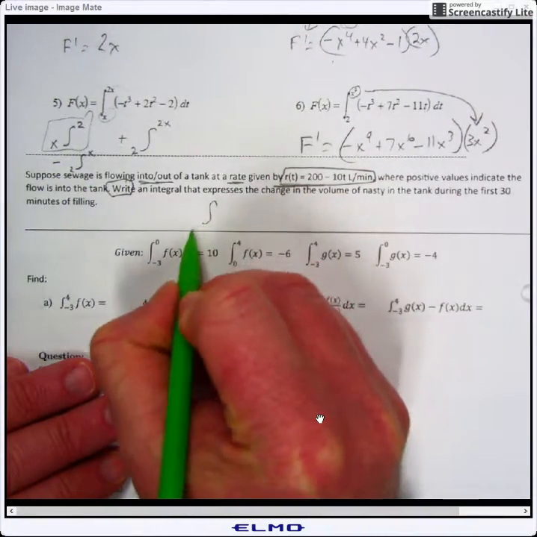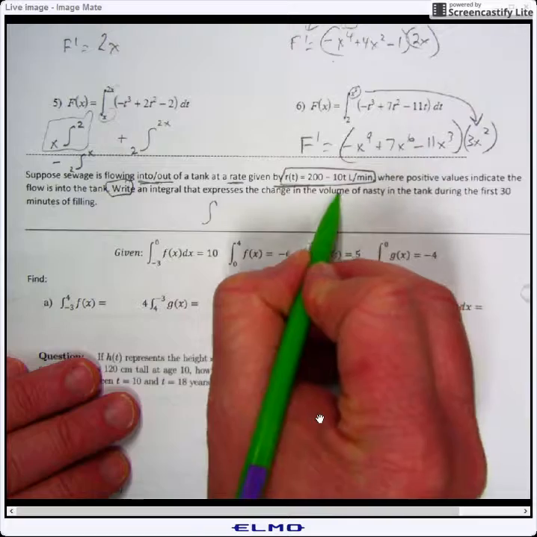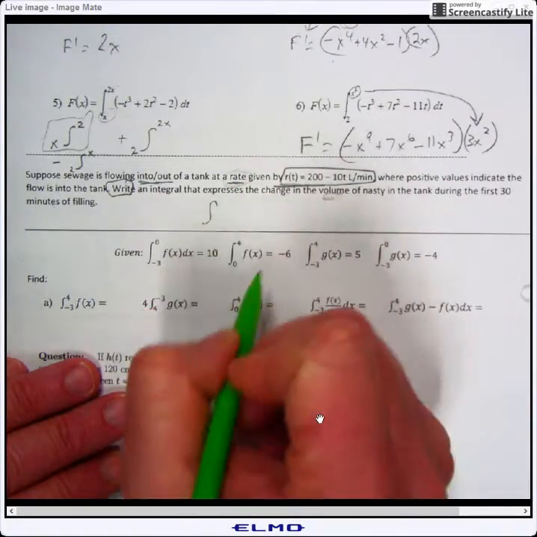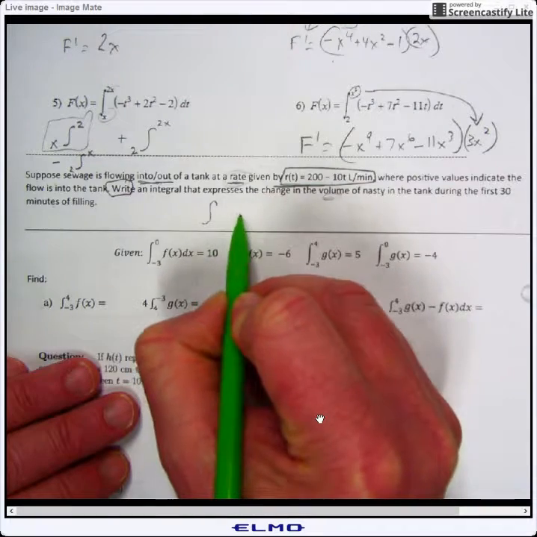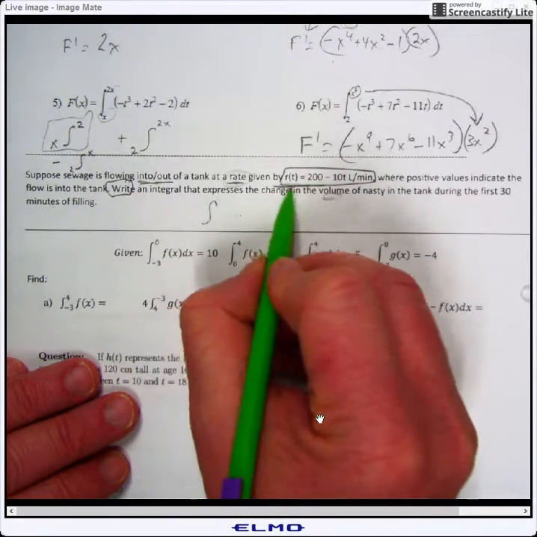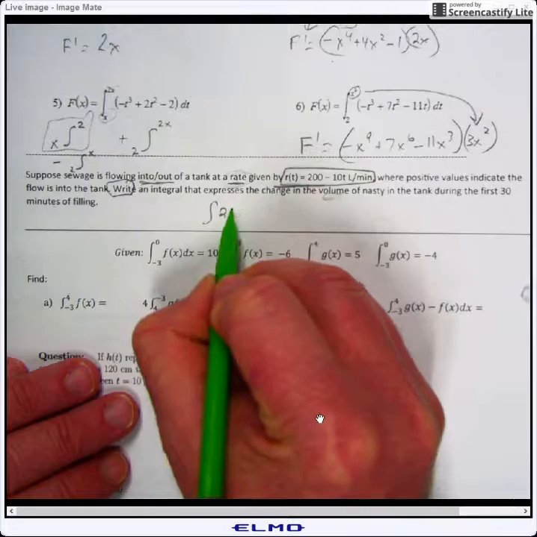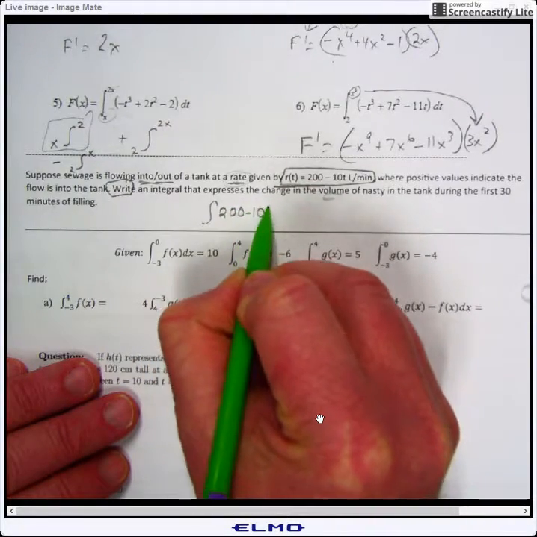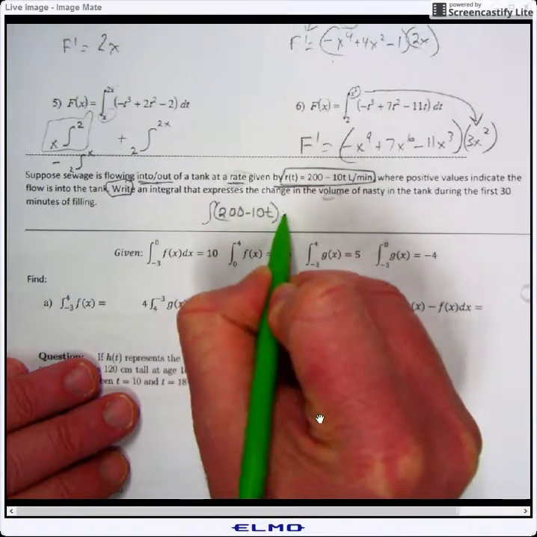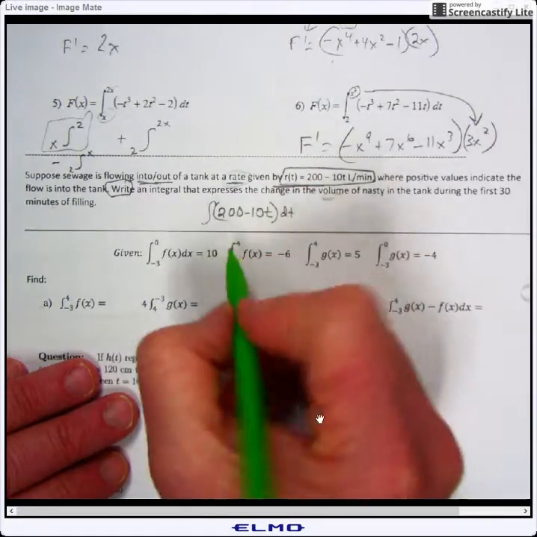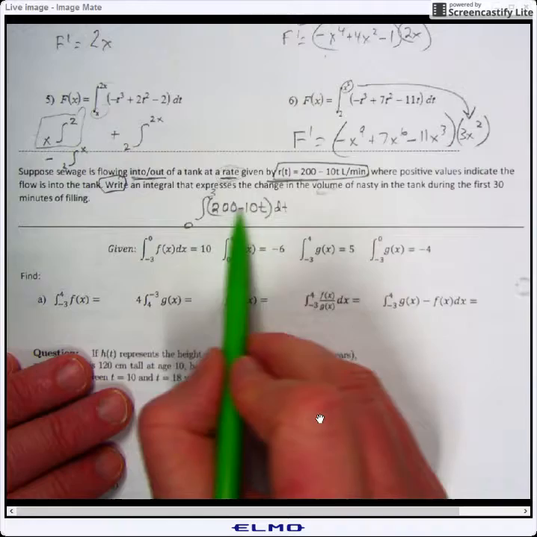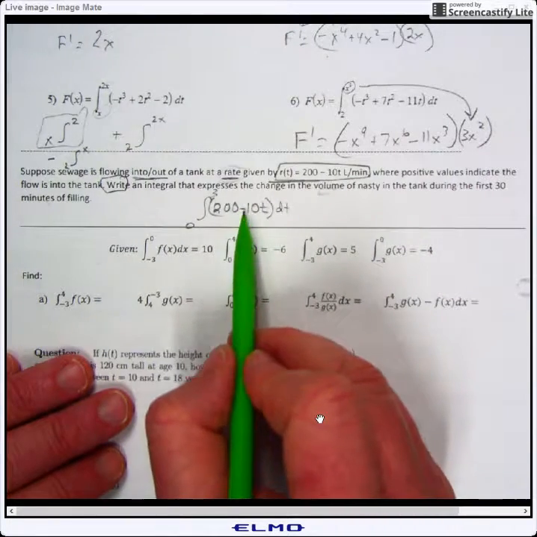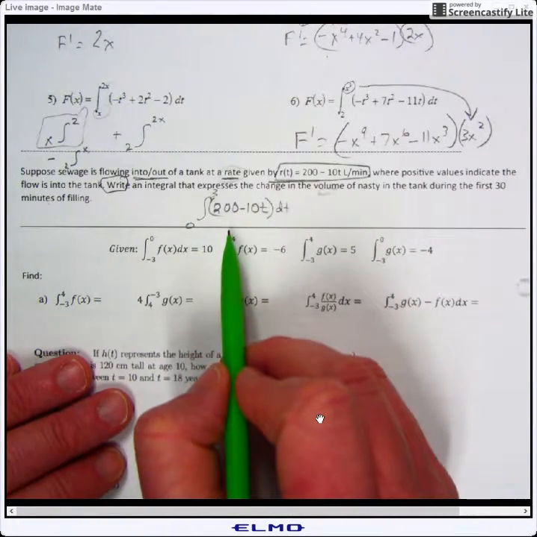So our integral, our change in volume, this is the rate. So I want the total change in volume, which would be the rate times the time. So I've got a bunch of little tiny times this rate. This rate is 200 minus 10t. The time is little tiny time, dt, and I'm going from 0 to 30. That's going to tell you how much the volume changed if you integrate that.